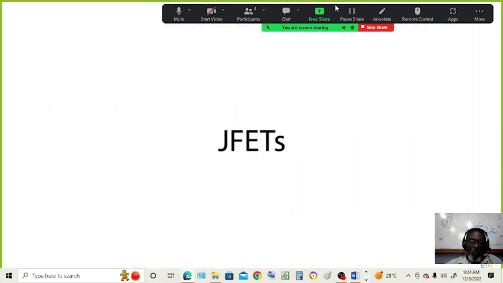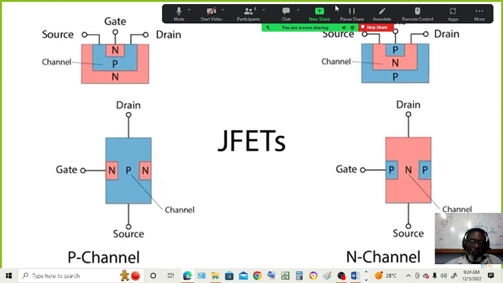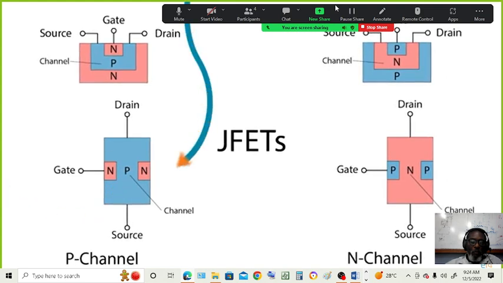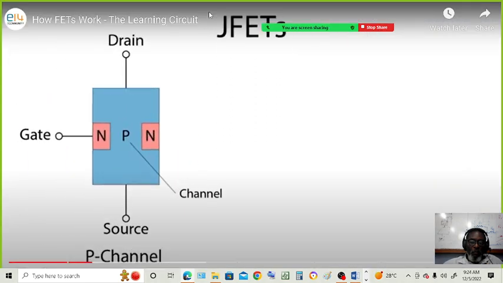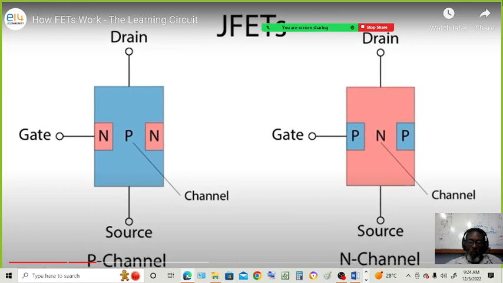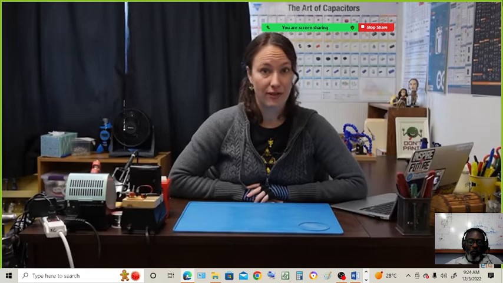Here are 2 different visualizations commonly used to represent the inside of a JFET. Notice the different layout of the N-type and P-type regions. One type creates a channel directly connecting the source and drain, while the other type sort of surrounds it and connects to the gate. JFETs are named for which type makes up the channel: P-channel JFETs and N-channel JFETs. The current flowing through the channel can be controlled by varying the voltage at the gate. We'll start with an N-channel JFET.